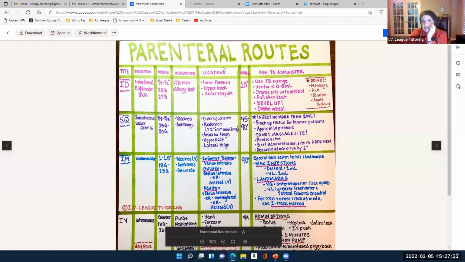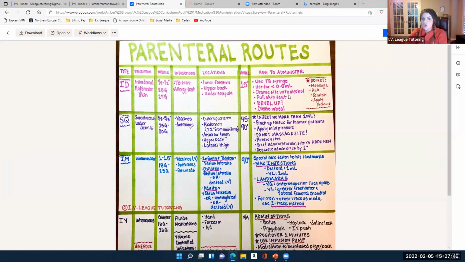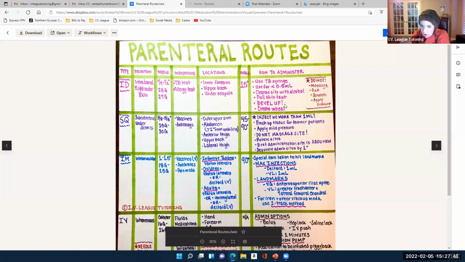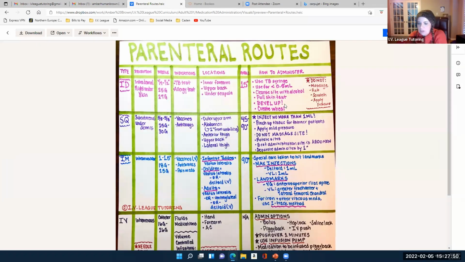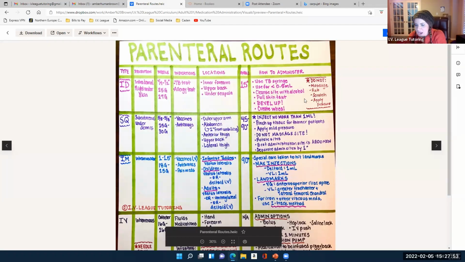Then the next one is location. Where are the best places that you can give these injections? After that is the angle. This is highly testable. You have to know exactly at what angle you are going to inject each one of these. Then how to administer. This will tell you what type of syringe to use. A lot of this stuff you already know, but these are big testable things. When you're giving an intradermal, the bevel, the opening part, has to be up. You've got to create a wheal. Don't rub it. Don't scratch it.